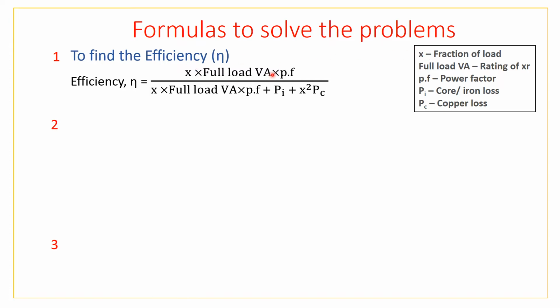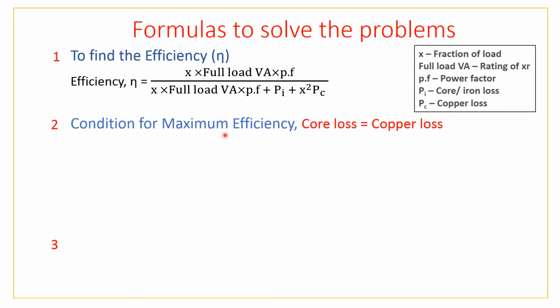Next, full load VA is the rating of the transformer. So it is the volt ampere rating. So a transformer is always rated in volt amperes. And PF is power factor, that is cos phi. Then PI here is core or iron loss, as we already know, and PC is copper loss. So this is how we have to find the efficiency.